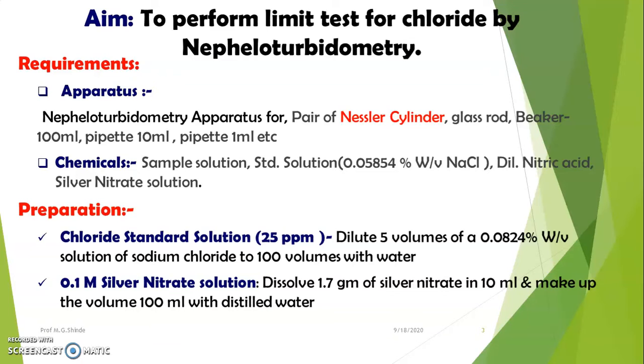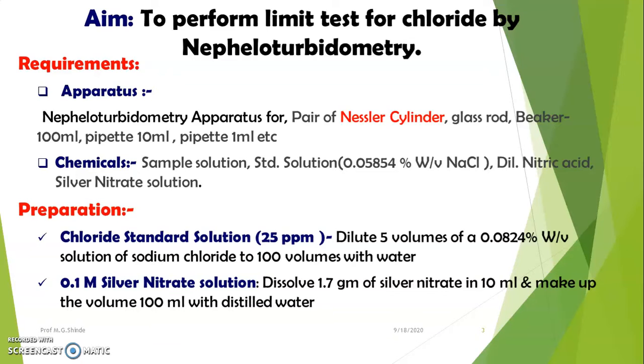For this, we require the following requirements. We require the nepheloturbidimetry apparatus, pair of Nessler cylinder, glass rod, beaker 100 ml, pipette 10 ml, pipette 1 ml, glass rod, etc. We also require chemical sample solution, standard solution of sodium chloride, that is 25 ppm sodium chloride standard solution, dilute nitric acid, silver nitrate solution.